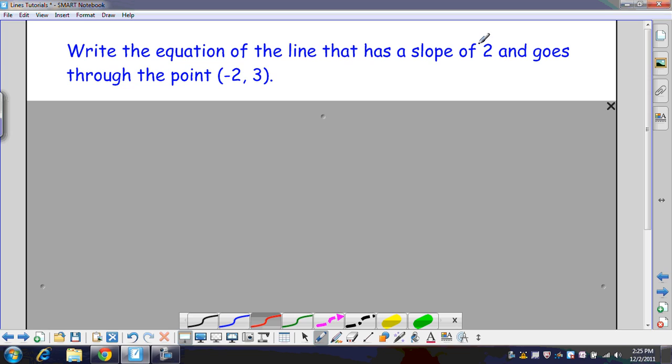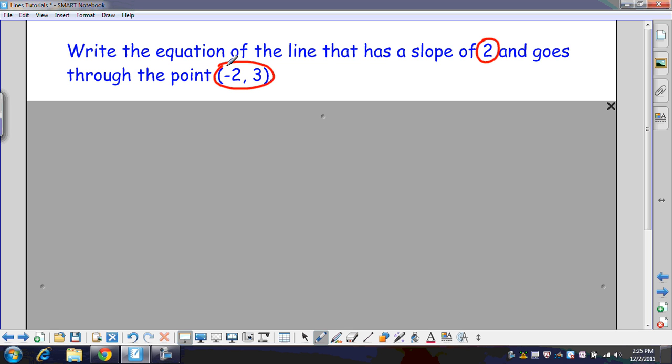Now, anytime you're asked to write the equation of a line, the first thing you want to do is take a look at what information is given to you. So I'm going to highlight that information. I'm told that the slope is 2, and the point that we want to use is (-2, 3).